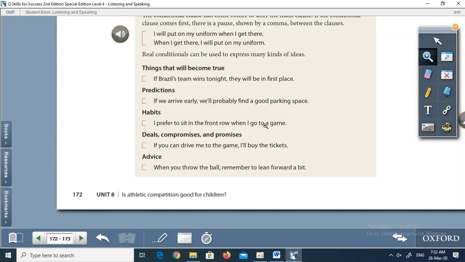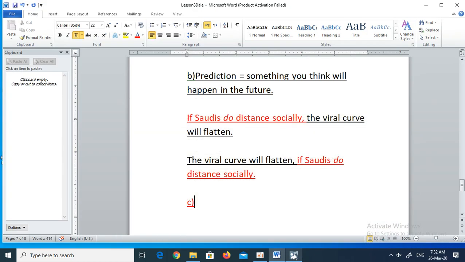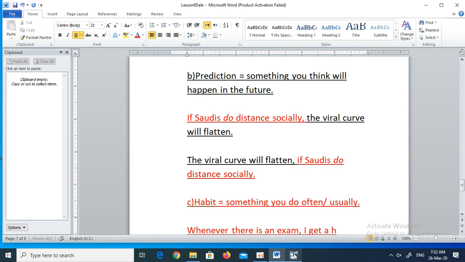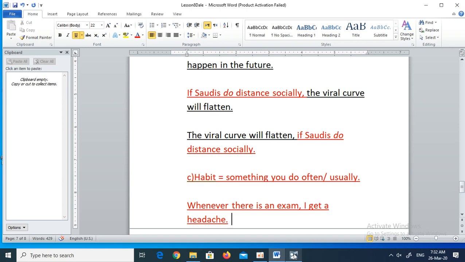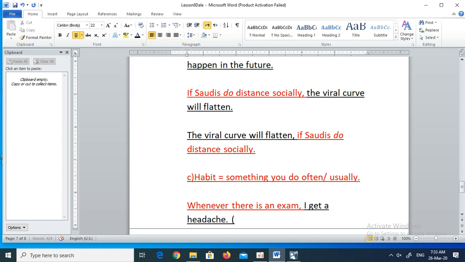Okay. C. C is a habit. Conditionals can be used to express habits. A habit is something you do often or usually. So, we can put the conditional clause first. Whenever there is an exam, I get a headache. Your main clause is coming second, and it's giving you the result. And your first clause, your conditional clause, is coming first, and it is giving you the reason.